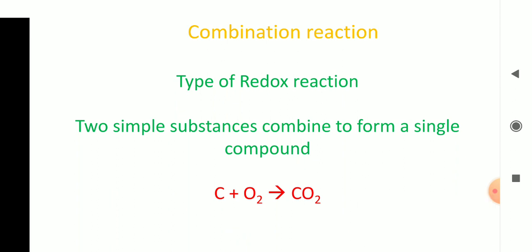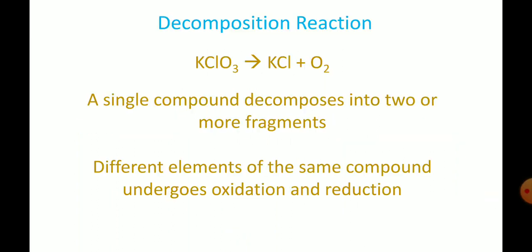When 2 or more simple substances combine together to form a single compound, such reactions are called combination reactions. Okay, then type number 2 is decomposition reaction. Students, it is the opposite reaction to combination reaction. It is also a type of redox reaction, but it is entirely opposite to combination. In the case of combination, we have seen that simple substances combine to form a macromolecule, but in the case of decomposition reaction, a large molecule is split into 2 simpler molecules. Such kinds of reactions are called decomposition reactions.